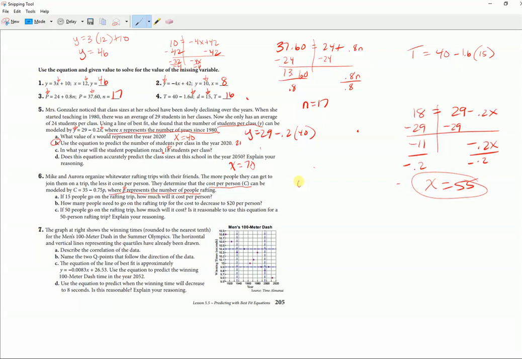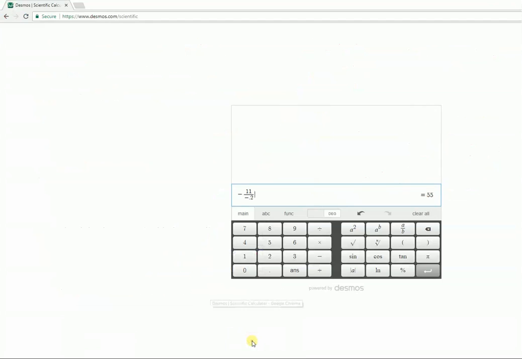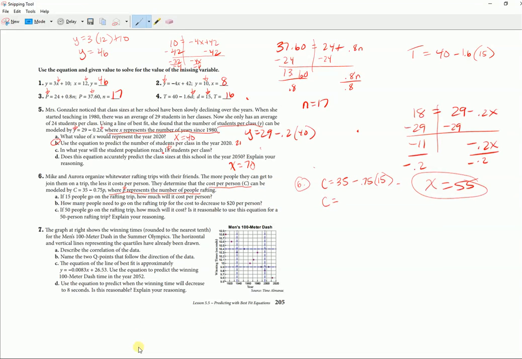So for question number 6, we're going to take C is equal to 35 minus 0.75 times 15. Let's see what happens. Let's go over to our calculator. I typed it in. It's 23.75. So $23.75 is what we expect it to cost.